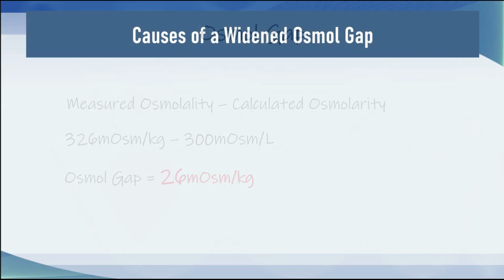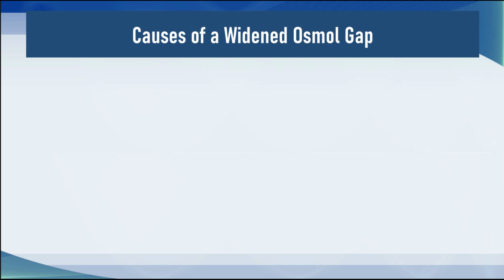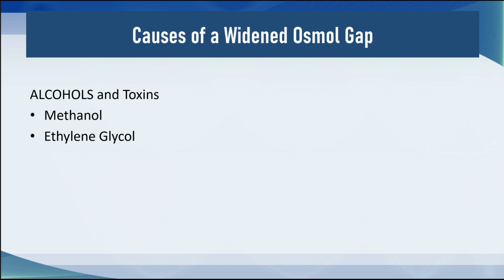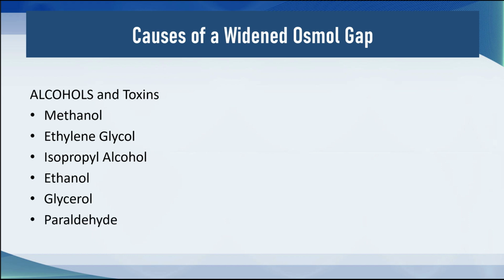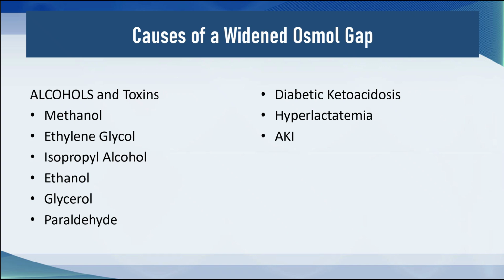What are the causes of a widened osmol gap? Well, most commonly they are alcohols and toxins like methanol, ethylene glycol, isopropyl alcohol, ethanol, glycerol, and paraldehyde. But we also see all kinds of junk products that are produced during metabolic storms like diabetic ketoacidosis, or situations where there's hyperlactatemia or acute kidney injury where there's lots of stuff floating around.